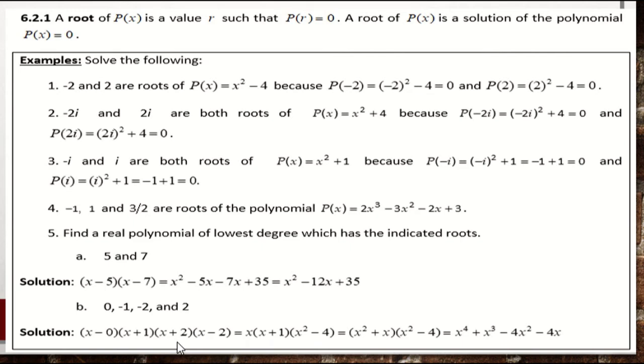This is a sum and difference, right? They are the same, so that is x squared minus 4. Then x minus 0 is x, then x plus 1. So x times x is x squared, x times 1 is x, plus x. We apply the FOIL method. Using the FOIL method, we get x to the power 4 plus x cubed minus 4x squared minus 4x.